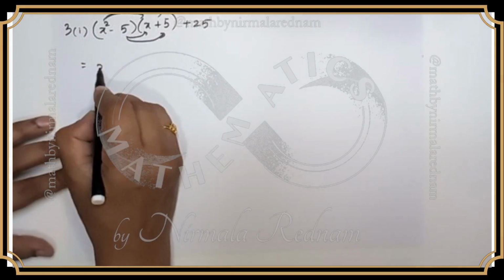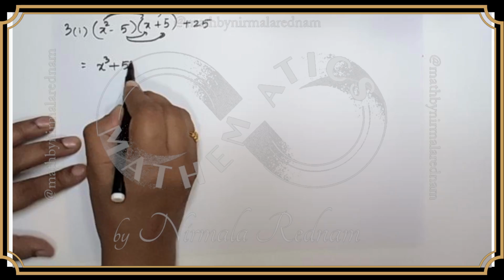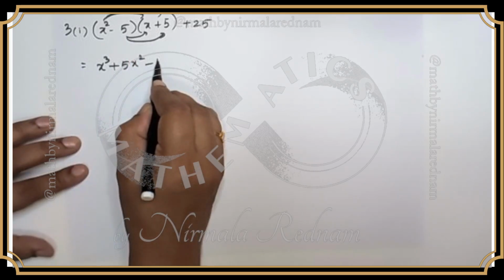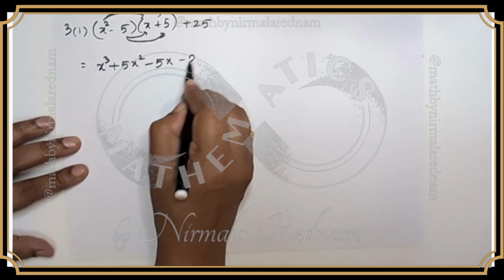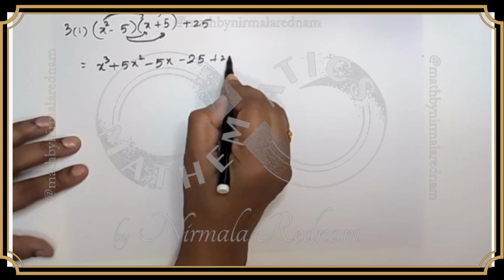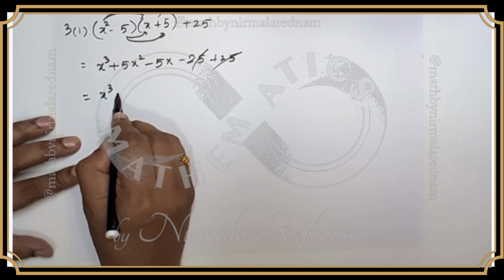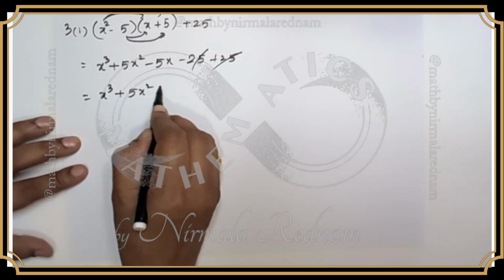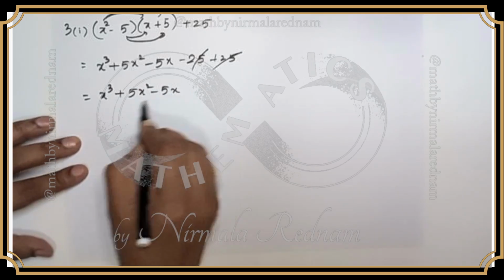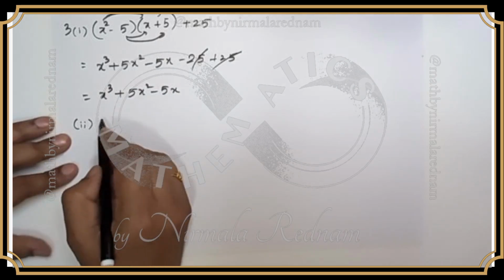X square into x is x cube plus 5x square minus 5x minus 25, and then this 25 over here. You can clearly see that this gets cancelled. So your answer is x cube plus 5x square minus 5x, right? That is the first sum.